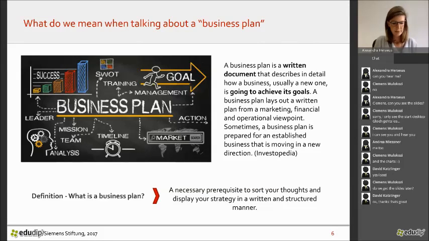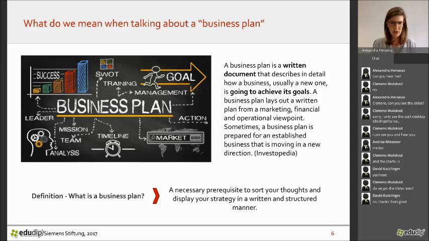And now we just dive into the topic that we will discuss today. The topic is business planning. You probably know many definitions of a business plan, and I thought for a quick start, it's just helpful to get a baseline of what we're talking about today.